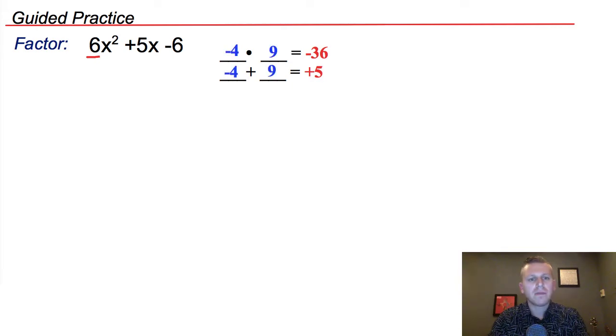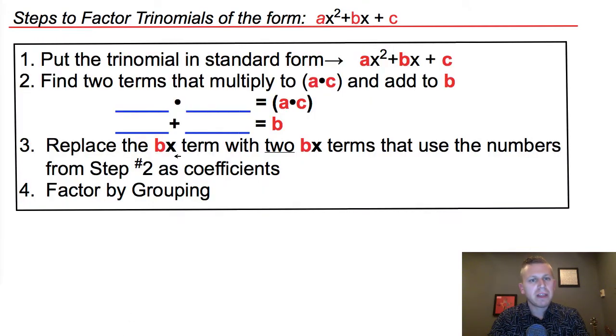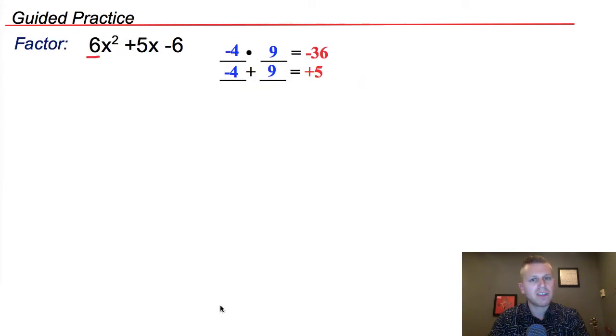When I find those two numbers, the next step is going to say, replace the bx term with two bx terms that use the numbers from step number 2 as coefficients. So the negative 4 and the 9 represent negative 4x and 9x, and what I'm going to do is replace 5x with negative 4x and 9x like so. Notice that negative 4x plus 9x just equals 5x. So I actually haven't really changed the value of the expression, I've just changed the way it looks. Once I've done this, I now have 4 terms and it's reduced to a type of factoring we know how to do, which is factor by grouping.